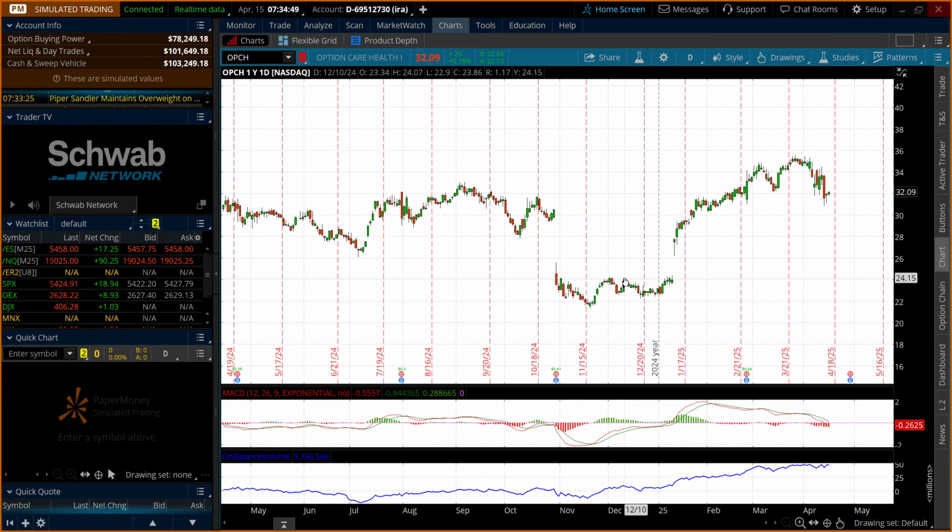We're either looking for divergence, where the MACD is going down and the stock is going up, and one of them has to adjust, or we're looking for convergence where they both agree. In this particular case, they both agree. So as you can see, the MACD is going down, the stock is going down. So that tells us that this is probably going to be heading down.